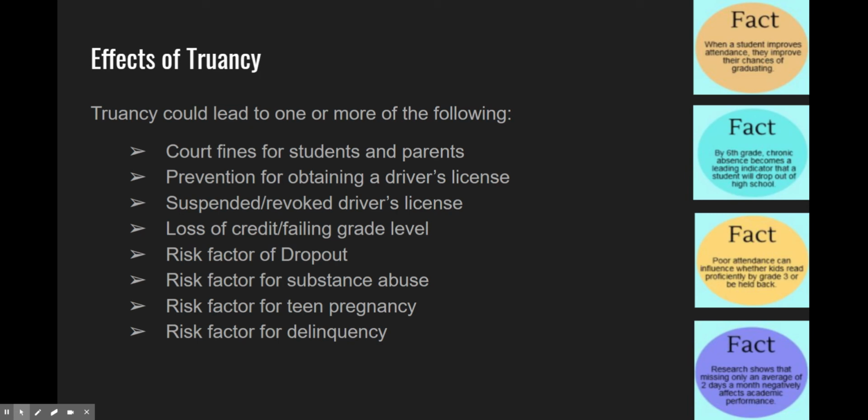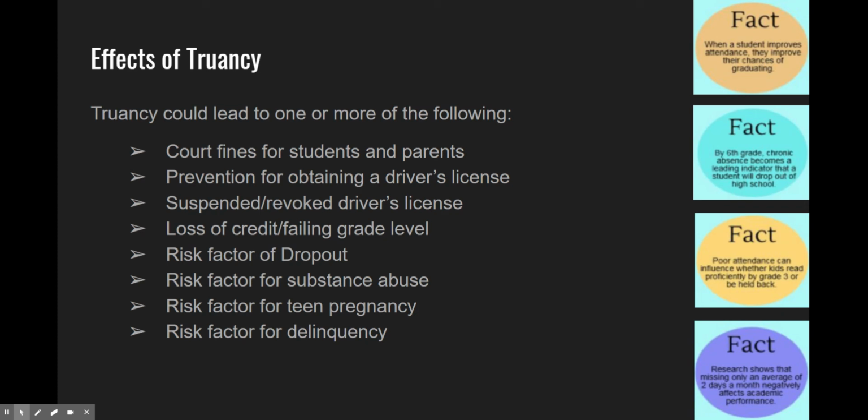The kids get older, they want to get a driver's license. They have to show that they've been at school enough days for them to receive their license. You could get a suspended or revoked driver's license. And also loss of credit, failing that grade level, retention. All of those things is why the attendance at school is important.